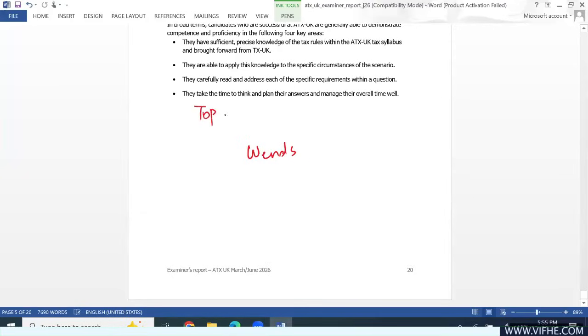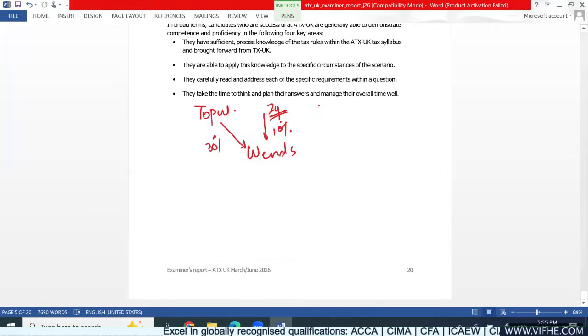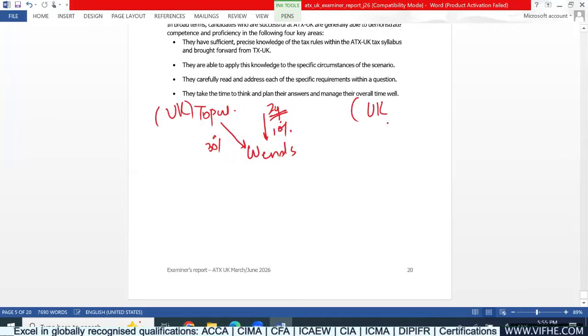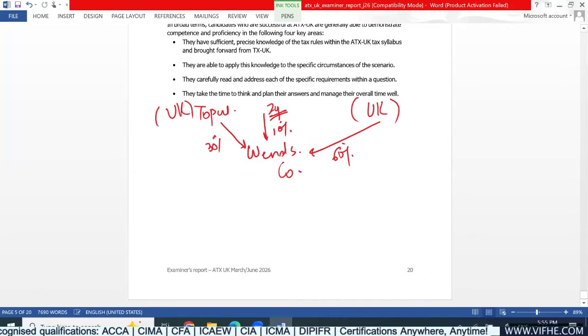Topal Limited is having a 30% holding. Another company, which is found in Zootopia, is having a 10% holding. That is like another overseas company. While another UK resident person is having a 60% holding in Wensco.